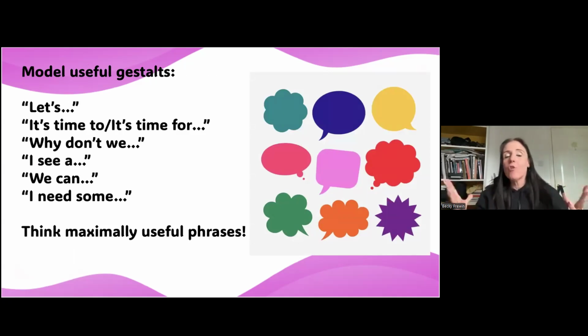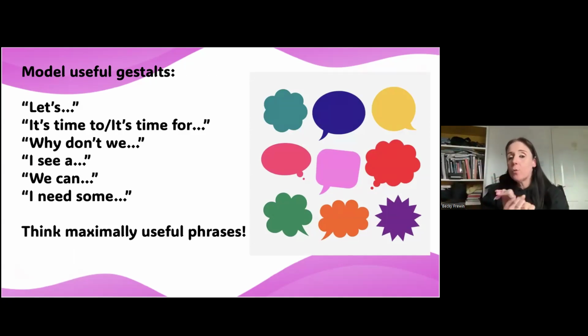So again, I try and think maximally useful phrases. I try and think, if I've got this, how many things can I put on the end of this sort of sentence starter? Let's is amazing. And I use this all the time. Let's draw a picture. Let's go to the toilet. Let's play. Let's finish now. Let's, you do it with anything.